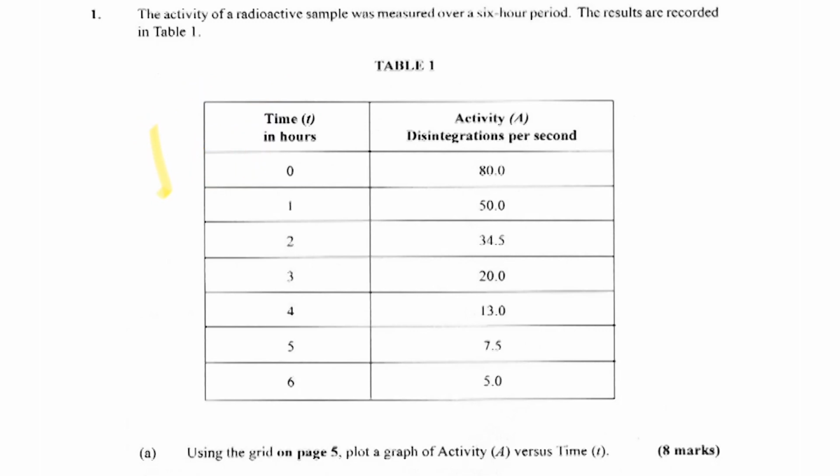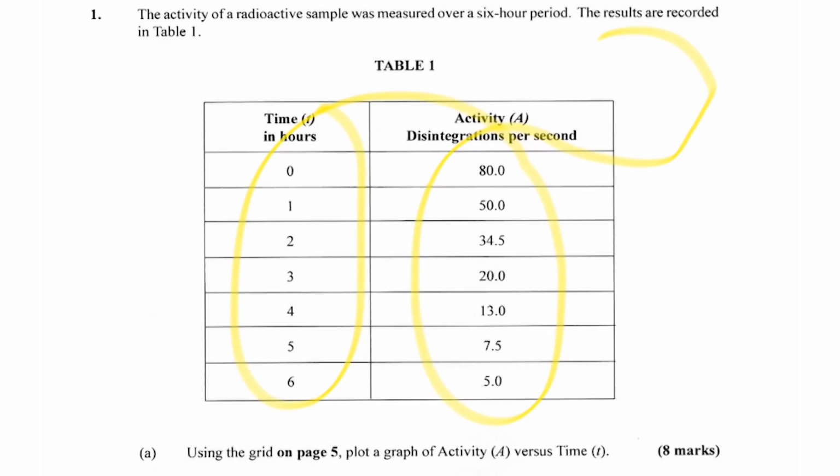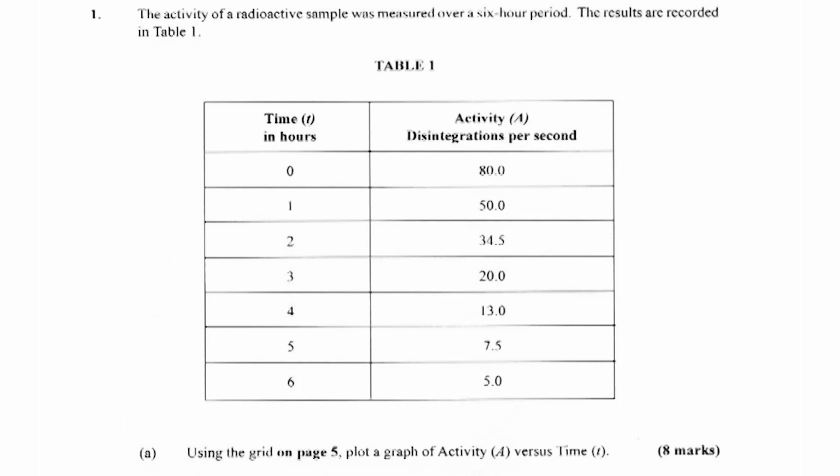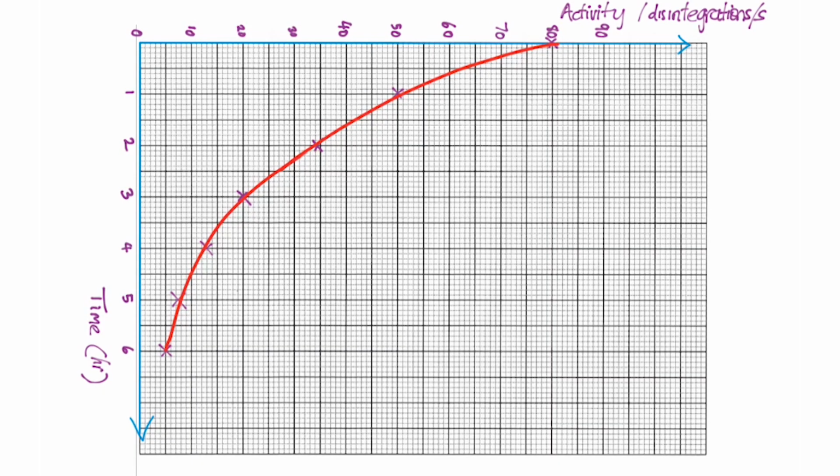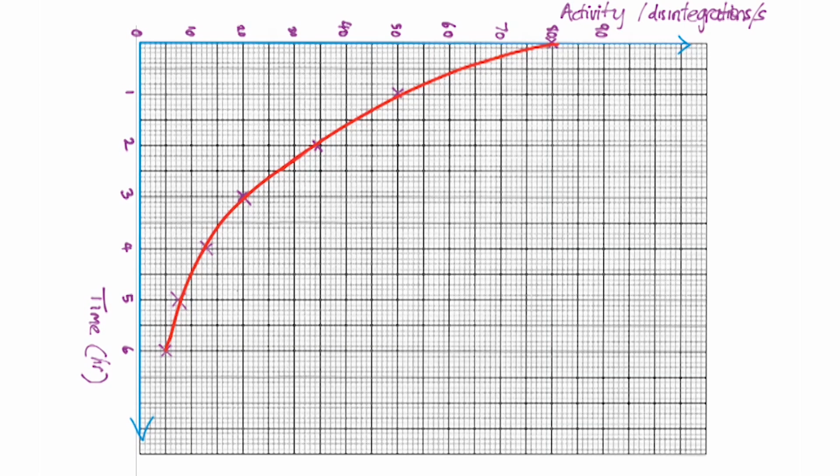Alright, so the activity of a radioactive sample was measured over a 6-hour period. Results are here. Use the grid to plot. Okay, so you had to make a graph of A versus t. So let's go to that. This is how your graph should look.